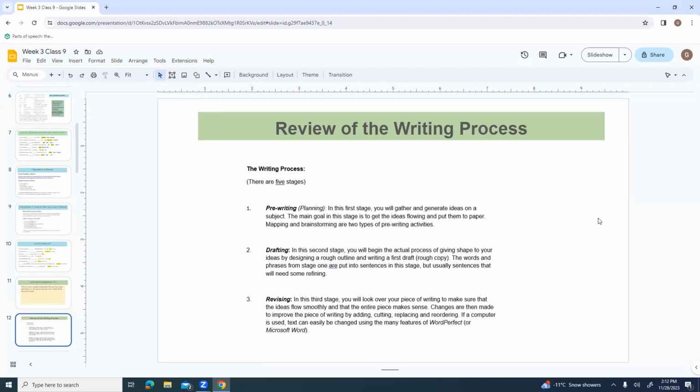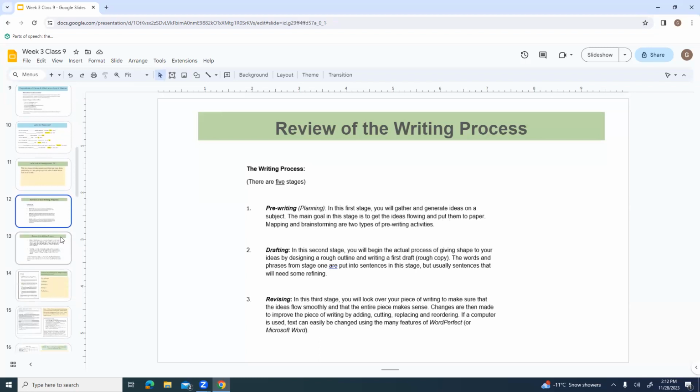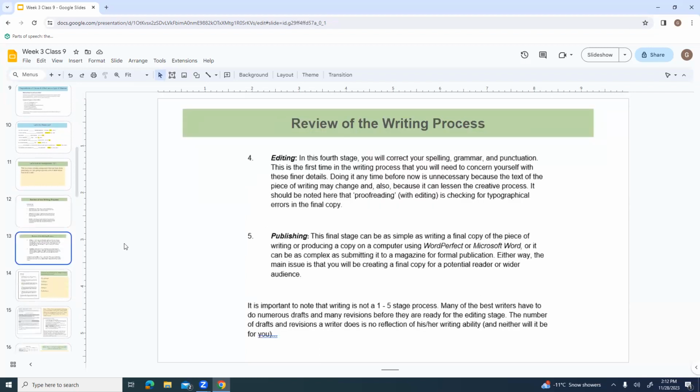In the third stage, you look over your piece of writing to make sure that the ideas flow smoothly and that the entire piece makes sense. Changes are then made to improve the piece of writing by adding, cutting, replacing, and ordering. If a computer is used, text can be easily changed using the many features of WordPerfect or Microsoft Word or Google Docs, sorry.